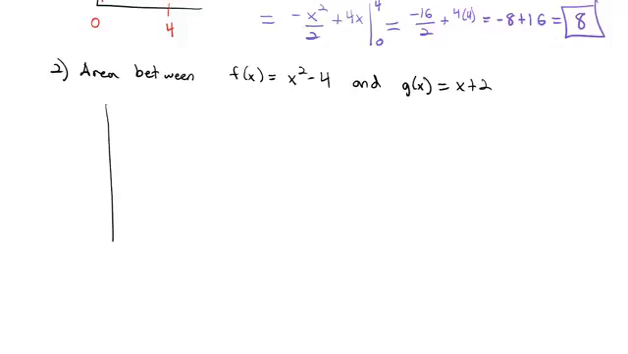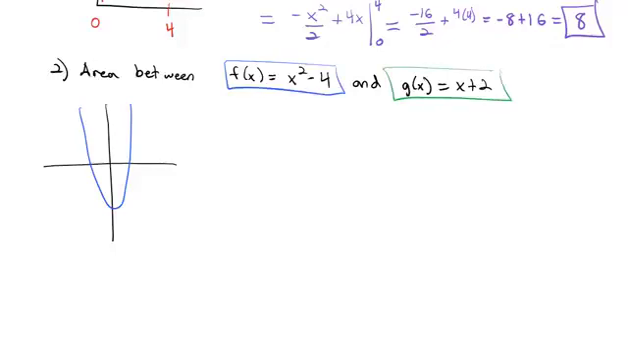Now, if you remember your properties of graphs, x squared minus 4 we'll know is a parabola that comes down 4 units. That's the f of x. And for the g of x, x plus 2, that's going to have a y-intercept of 2, and it's going to have a slope of 1. And so it's going to look something like this. We're being asked to find the area between the two curves. How much area is there in that space?